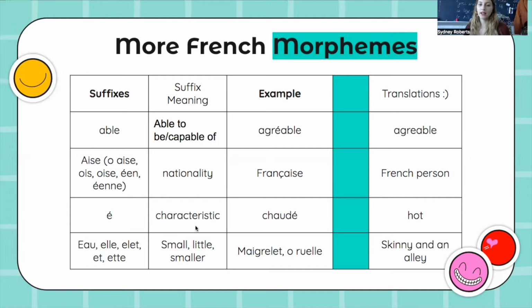And then e is usually used in terms of adjectives. So it's like a characteristic. So chaude would be hot. Oh, il est très chaud. It's very hot. And then et or let means small. So we see this similarly in Spanish, like ito, oh, muy piquito, or mi abuelita would mean oh, my sweet grandmother, my little grandmother. Very similar concept in French. So this means small, little, smaller, cute is usually when we use that. So maigrelet or ruelle would be skinny and an alley, like a narrow, small space.